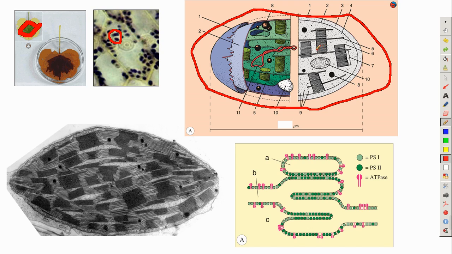This type of diagram, you must be able to reproduce it, so a two-dimensional version. This type of diagram was obtained by looking at this type of picture. This picture is taken with a TEM microscope, so transmission electron microscope, because we can see the inside of the specimen. And the electrons are going through the specimen. If it was a SEM picture, a scanning electron microscope, where the electrons bounce off, we would only see the outside, which is not the case here. We can see the inside of the organelle.